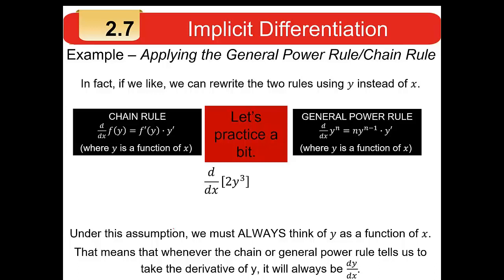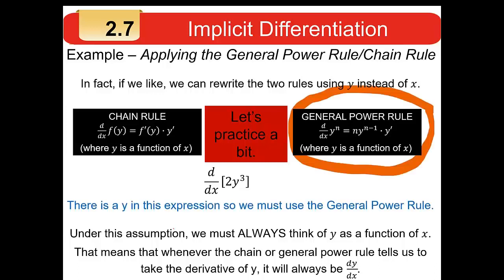Let's do another one. What if I ask you to find the derivative of 2y cubed? Aha, this time there is a y, and you should say, okay, there is a y in this expression, so we must use the general power rule. If it were just 2x cubed, it would just be 6x squared. But because there's a y in there, and y is really some function involving x, you've got to use the general power rule. So you do your normal power rule: 3 times 2 is 6, the 3 goes down to a 2. But then because y is a function of x, you have to go back and multiply by y prime or dy over dx, whichever you'd like to write.